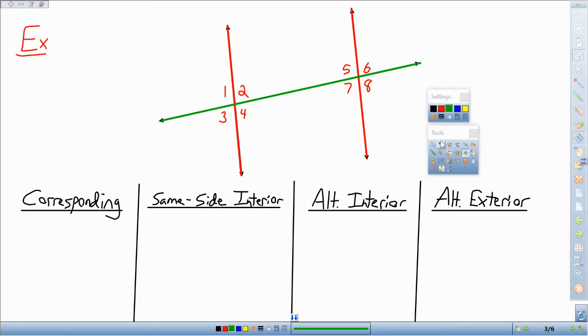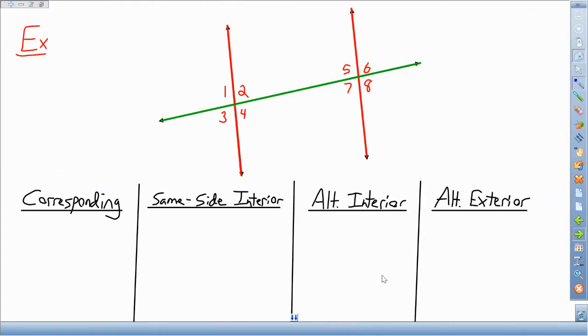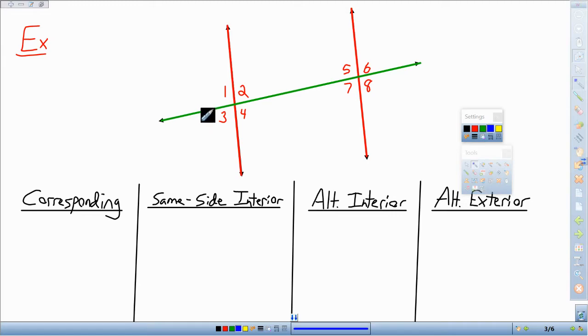Okay, so let's go ahead and list out all the corresponding angles. Here's what we know about corresponding angles, just a quick reminder: same side of the transversal, same side of the parallel lines, both above or both below. So here's the first corresponding pair I notice. This angle here and this angle here, both above the transversal, both to the left of the parallel lines. So angle 1 and angle 5. Let's go ahead and write that in here.